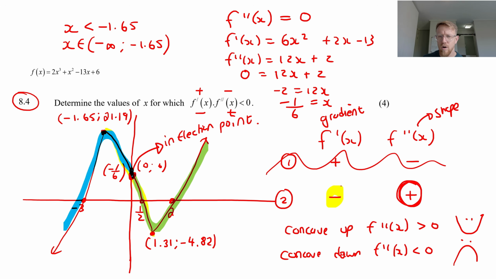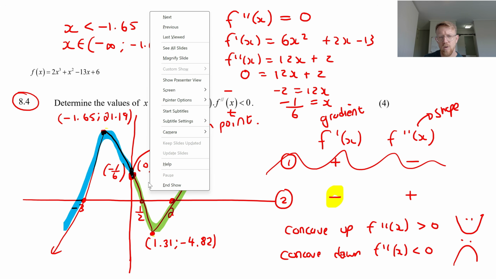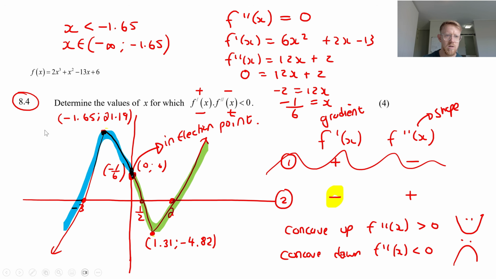So where is the graph with a negative gradient and also smiling with a smiley face? So we said it's this little area here up to there, but we didn't know exactly what the x value was where it switches over here. And we've just found out that it's negative 1 over 6. So we can say that it's from negative 1 over 6 up until this x value here, which is 1.31.